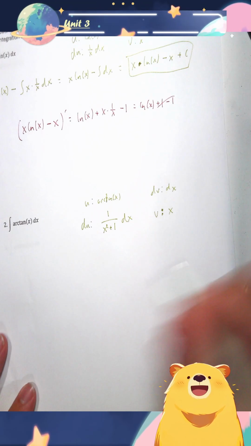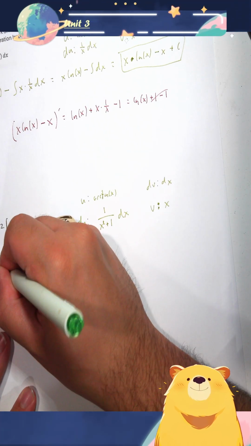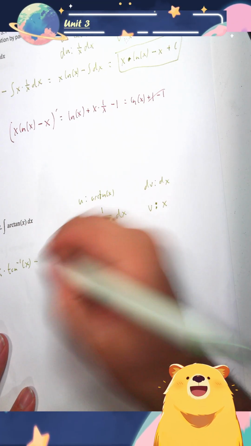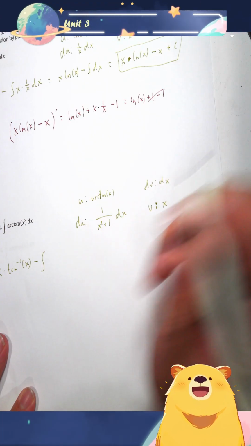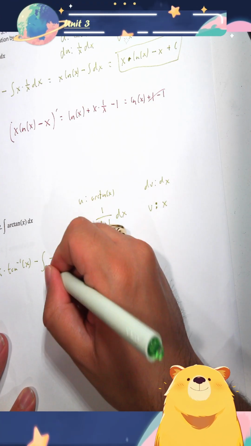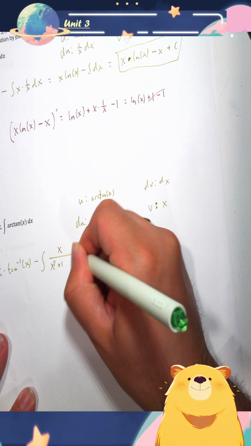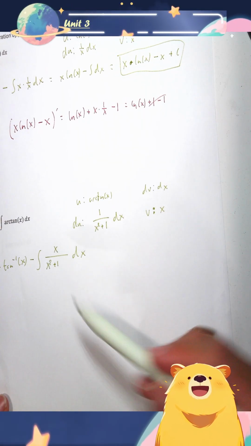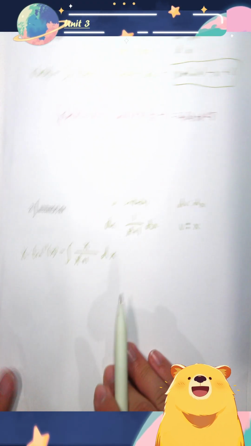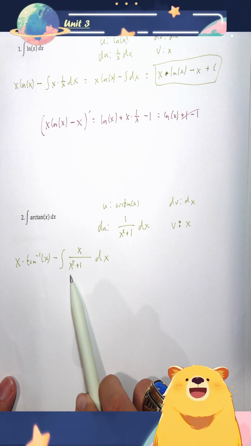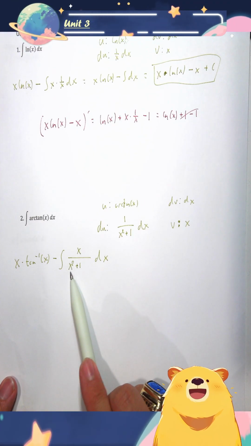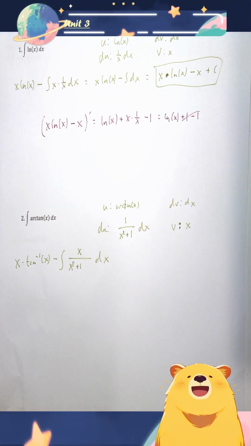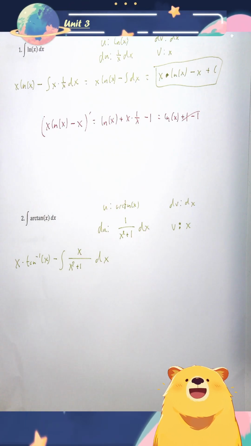So that means we can set it up as x times tangent inverse of x minus the integral of x over x squared plus 1 dx. Now, what is this problem? Well, this has now become a definite substitution problem, because the derivative of x squared plus 1 is partially available right here as a multiplicative product. So we're going to do that.